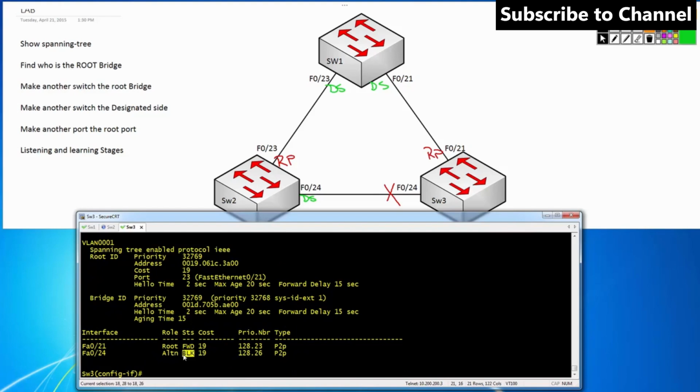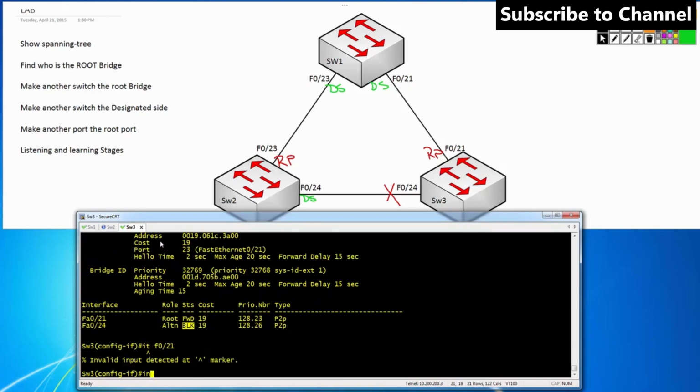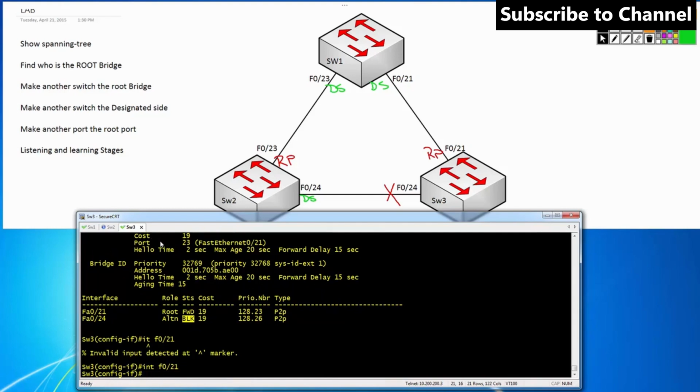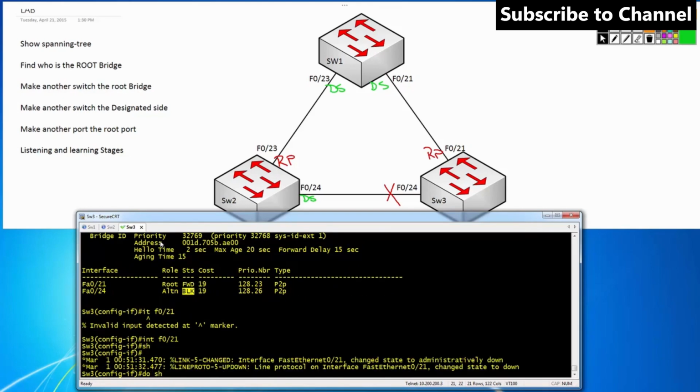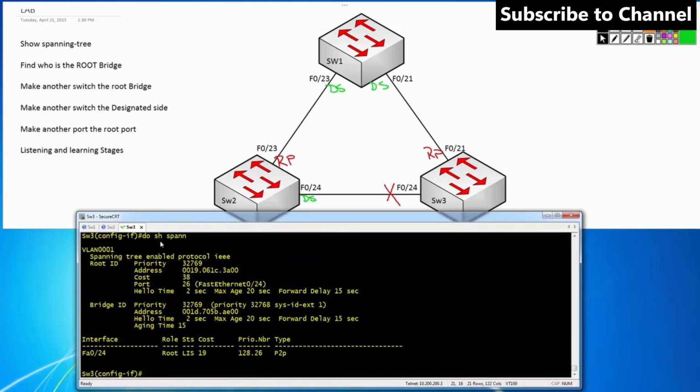Immediately, 24 gets put back into the blocking. So let's go over here to FA0/21, and let's say shut. Now, once we do this, we're killing the root port. Notice that our FA0/24 is now going through the listening stage. Now it's going through the learning stage.